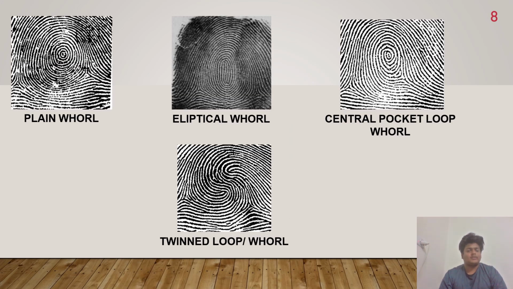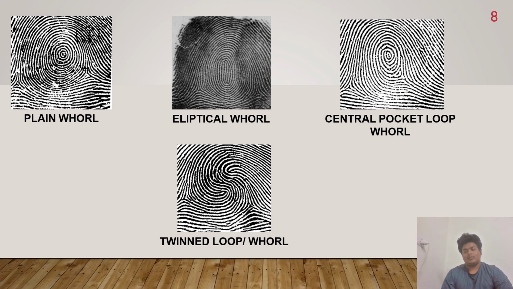So the whorls have a circular formation of ridge flow towards the core and they possess two deltas, delta 1 and delta 2. So if you see picture 1, this is a plain whorl where the ridge flow is in a circular pattern and it possesses two deltas on both sides of the fingerprint. While if you see the second picture, you'll find the ridge flow is towards the core of the fingerprint, yet in an elliptical formation. Hence, these types of whorls are considered as elliptical whorls.